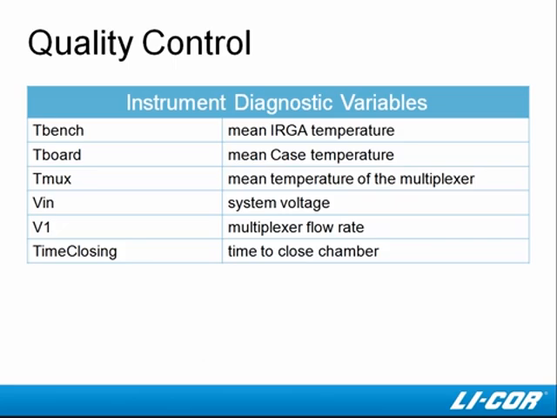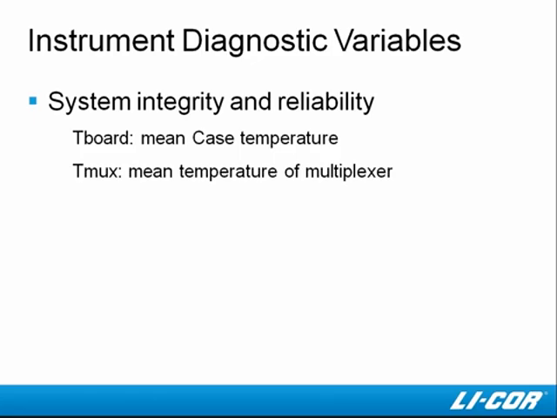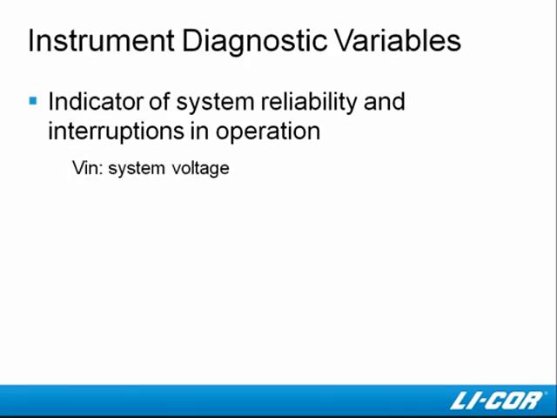Some important diagnostic variables are the bench or Irga temperature, the electronics and mux temperatures, system voltage, the multiplexer flow, and time to complete chamber closure. The bench temperature is important because control of the Irga temperature minimizes drift and, to some degree, noise in the CO2 signal. The electronics and mux temperatures are important for system reliability and integrity. System voltage can impact system reliability and interruption in operation.